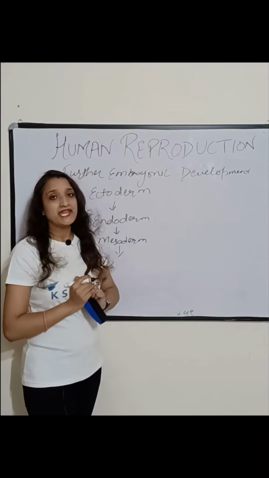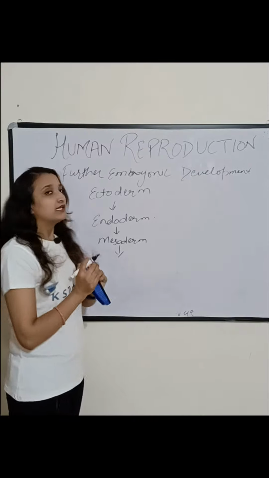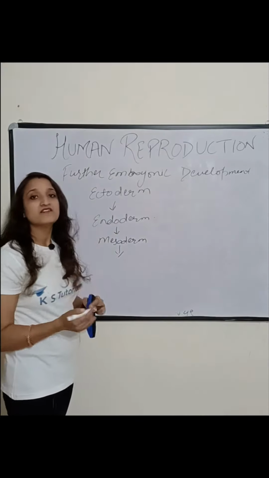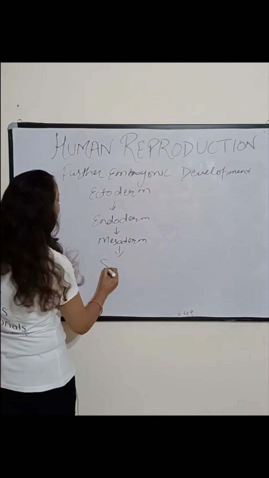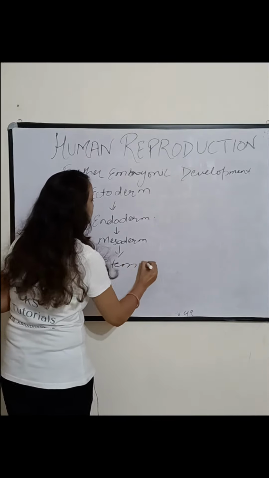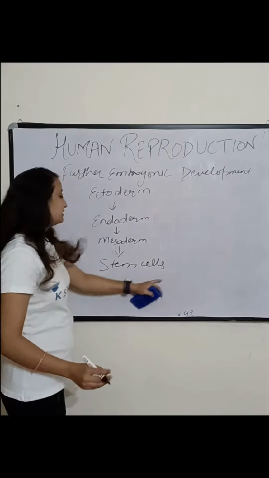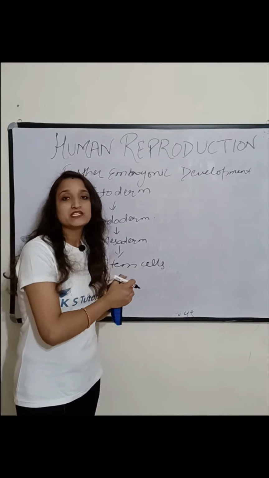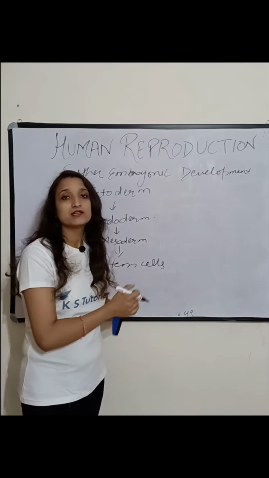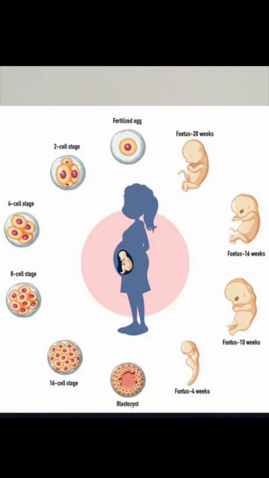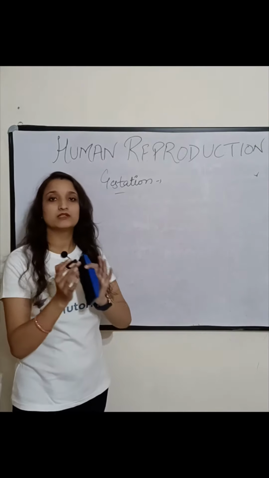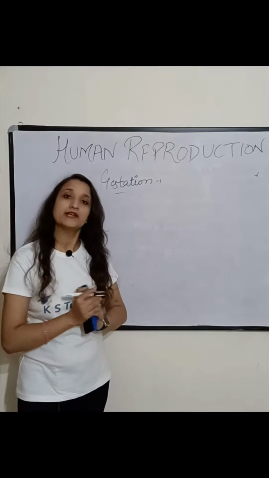Now the inner cell mass has certain cells also known as stem cells. These stem cells have the potency to form the organs or tissues. Got it? Now I am going to tell you about gestation. Human pregnancy lasts for about 9 months.